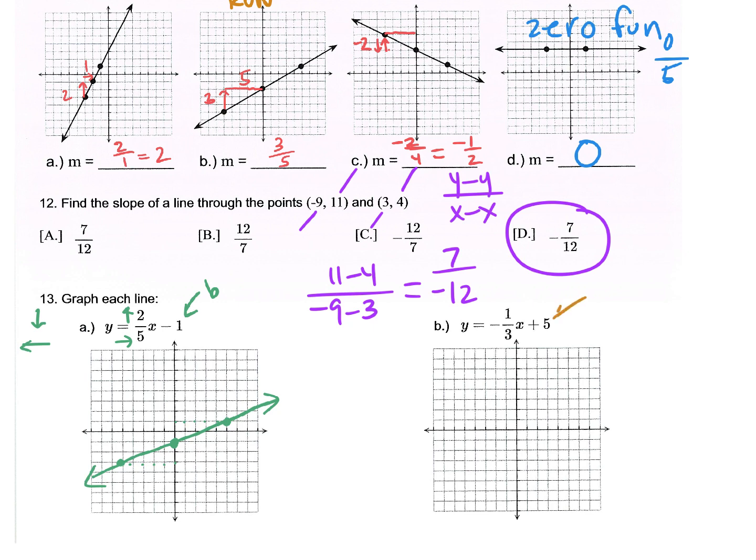Last one starts at 5. 1, 2, 3, 4, 5. And then the slope goes. So the negative is in front of the 1/3. So it can either be -1 over 3 or it can be 1 over -3. It does not make a difference. Typically, you guys just let it float to the top. So we're going to go down 1 and to the right 3. Down 1, 1, 2, 3. Negative slope lines mean you're going to move the opposite direction. Down 1, 1, 2, 3.